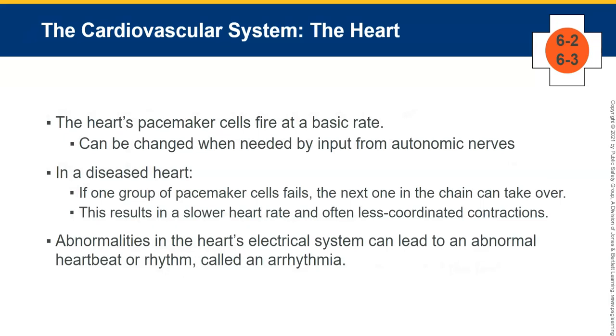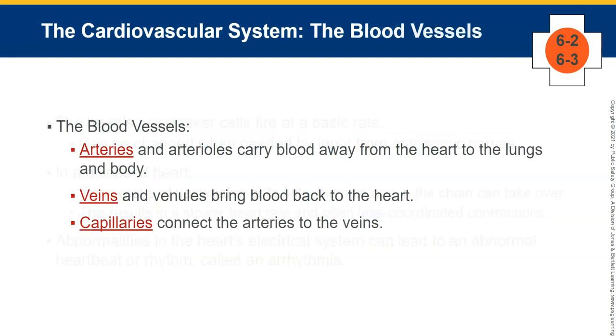The heart's pacemaker cells generally fire at a basic rate. In a diseased heart, if one of those pacemaker cells fails, the next one in line in that chain takes over. Often this can result in less coordinated contraction and in a slower heart rate. Abnormalities in the heart's electrical system lead to an abnormal heartbeat or rhythm called arrhythmia.